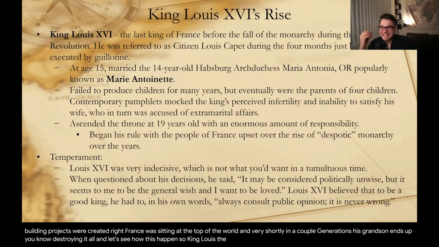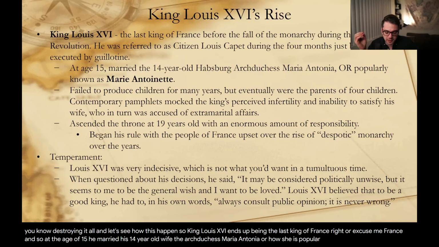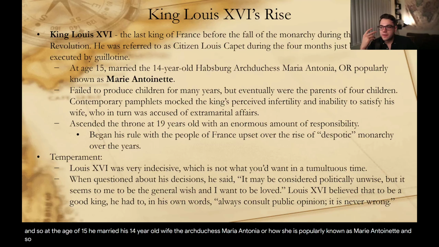So King Louis XVI ends up being the last king of France, right? And so at the age of 15, he married his 14-year-old wife, the Archduchess Maria Antonia, or how she is popularly known, Marie Antoinette. And so they failed to produce children for a few years, probably because they were just too young.